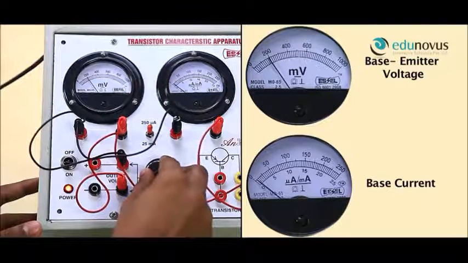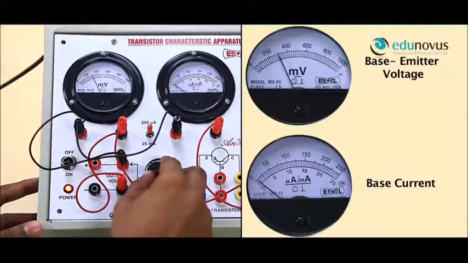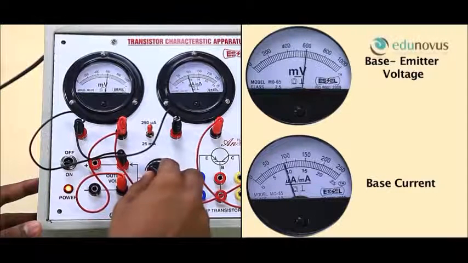So when the base emitter voltage is 200 millivolts, again the base current is 0 microamperes. When I increase it to 300 millivolts, again the base current is 0 microamperes. When I increase it to 400 millivolts, again the base current is 0 microamperes. When I increase it to 500 millivolts, the base current has increased to 15 microamperes. When I increase it to 600 millivolts, I now find that the base current has increased drastically to 95 microamperes.